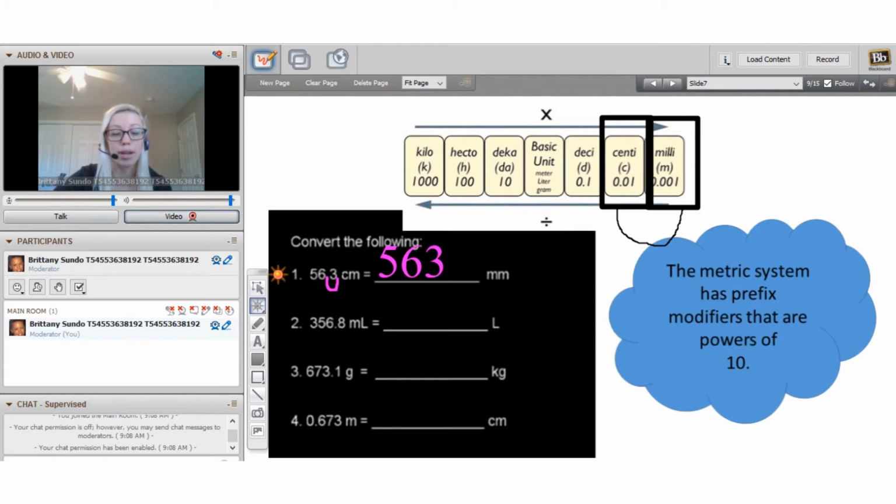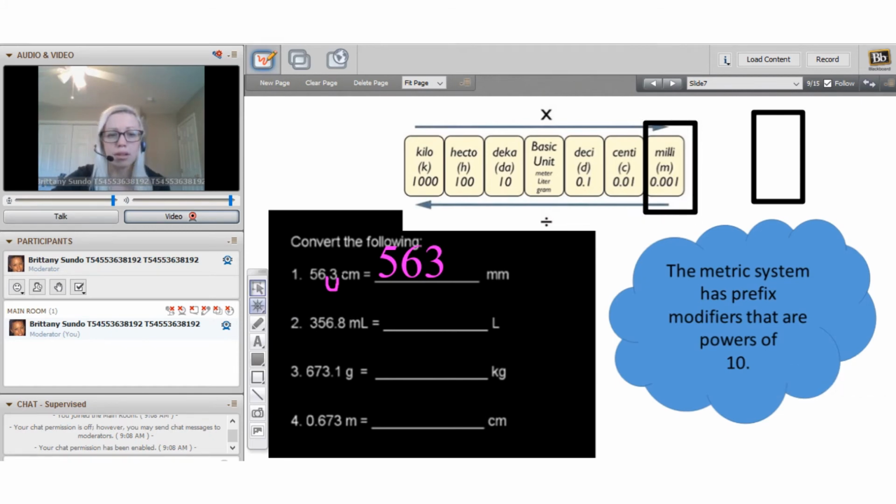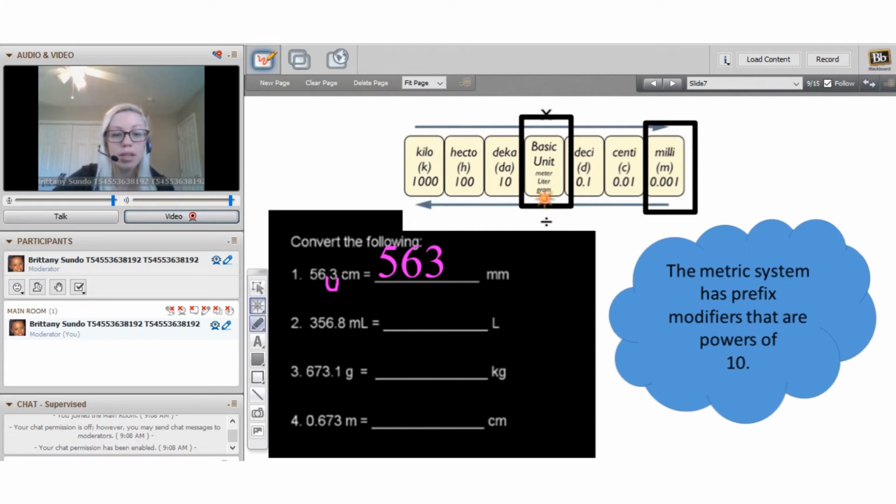Let's take a look at number 2. We have 356.8 milliliters. Let's do the same thing with our chart. We start with milliliters this time, and we want to move to liters. Now remember, liters is your base unit or your basic unit. So that's located in the middle of your chart. So this time it looks like we're moving 1, 2, 3 spaces to the left. So 1, 2, 3 jumps to the left here.